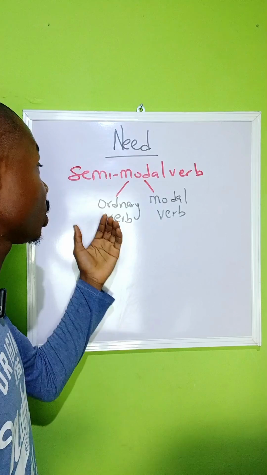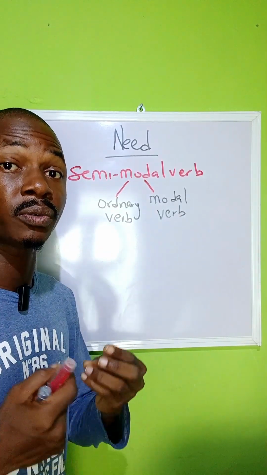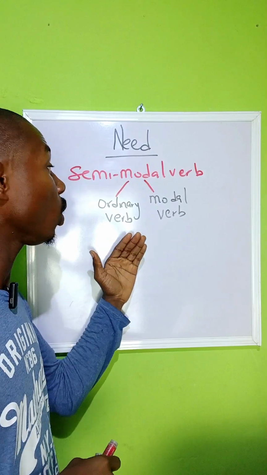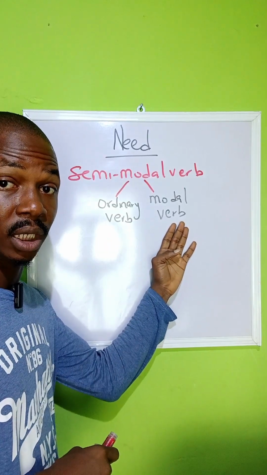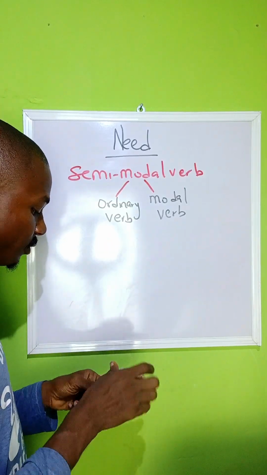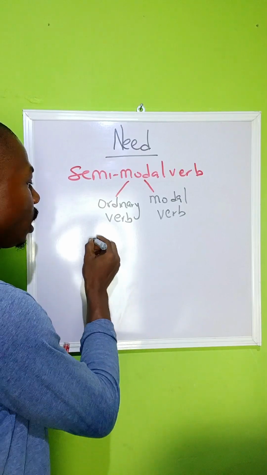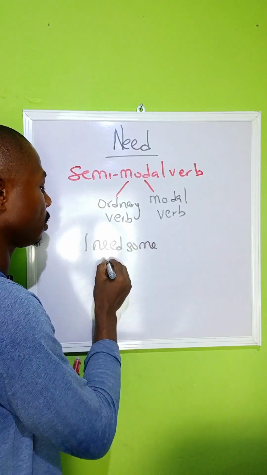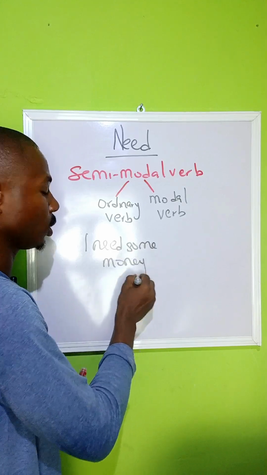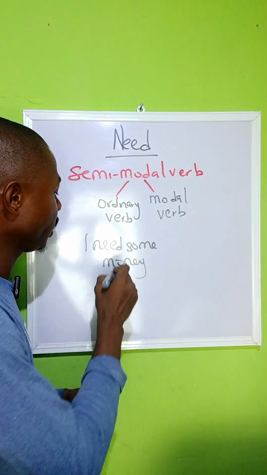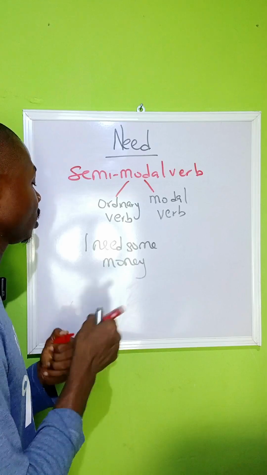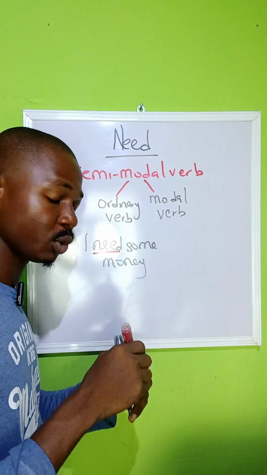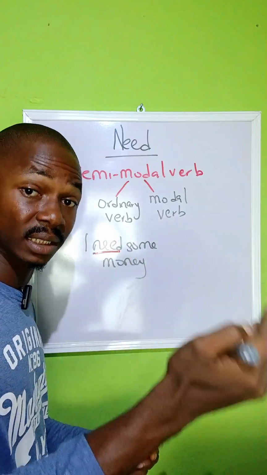Okay, need is actually a semi-modal verb. This means it can be used as an ordinary verb or as a modal verb. As an ordinary verb, for example, you can say, I need some money. Here, need is acting as the ordinary verb. But as a modal verb, it means we're going to have a main verb in the sentence.